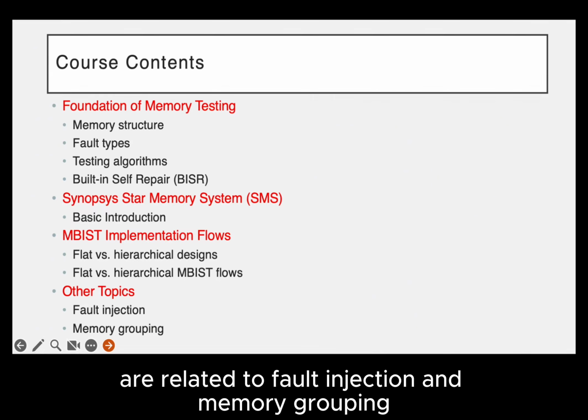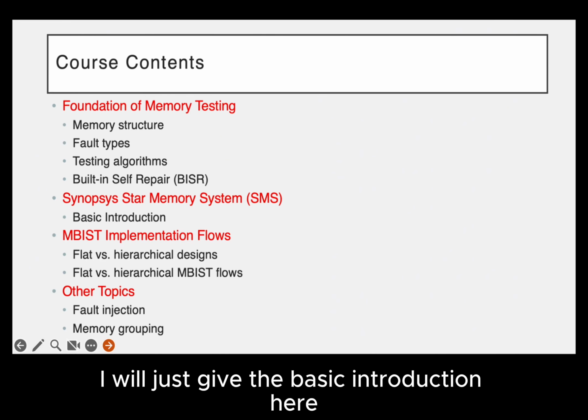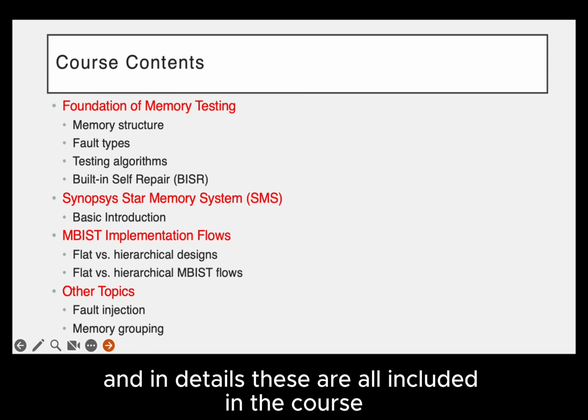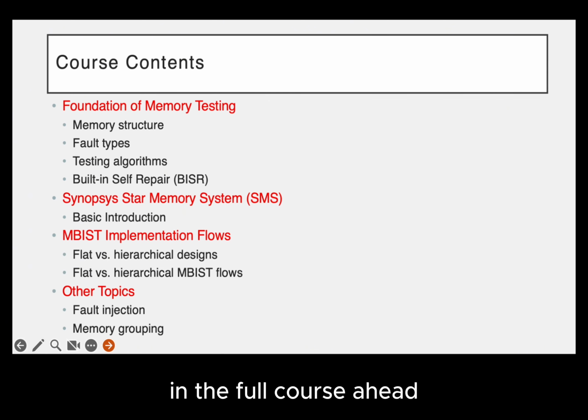In fault injection, we inject some faults into the memory to make sure that we can repair memory after the chip has been taped out. So this is just a basic introduction. And then in memory grouping, we need to do grouping of different memories when we are testing the memory. I will just give the basic introduction here, and the details are all included in the course, in the full course ahead.